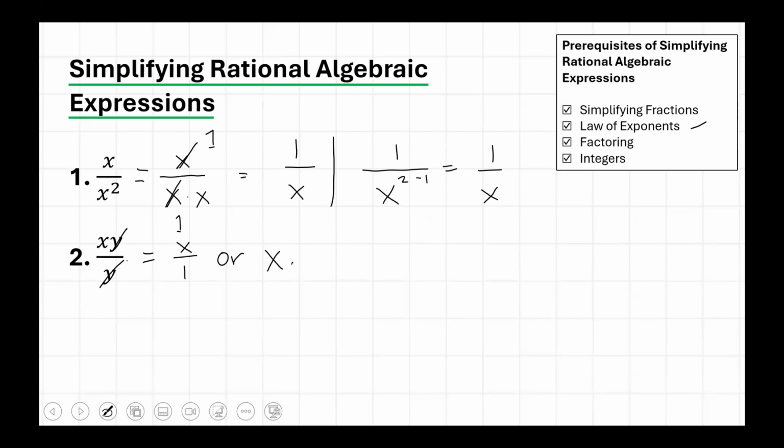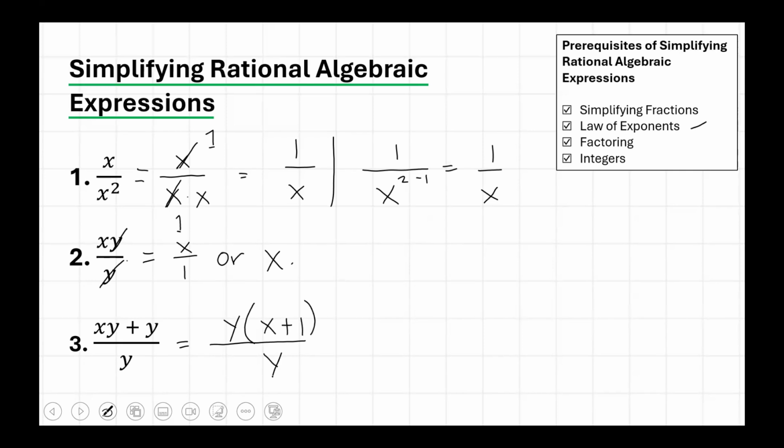And applying what we have learned from the previous slide on problem number 3, remember that we cannot cancel the y yet because they are not in product form or factored out form. So let's factor out the y in both xy plus y. So we can rewrite it as y multiplied by x plus 1 over y.